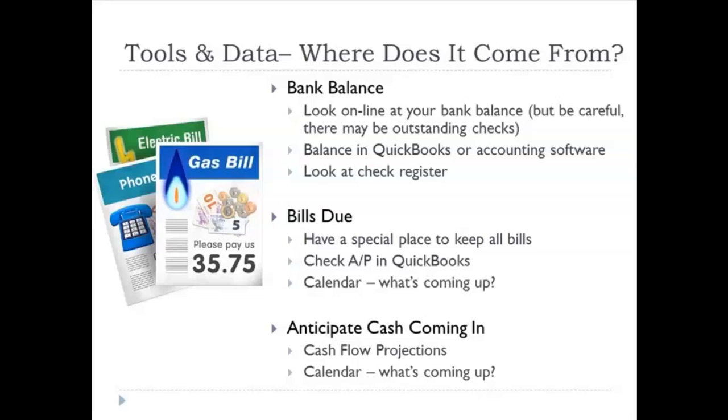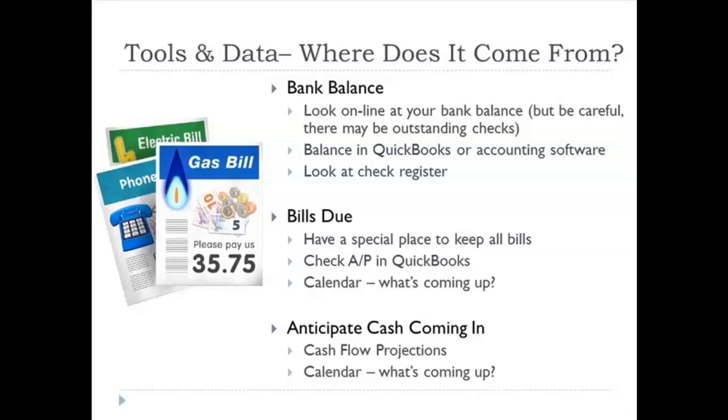And also looking at your calendar. At the end of the month, you may know, even if you don't have a bill, that your rent is due, that your loan payments are due, that payroll is coming up. So you may have expenses coming up that you know about that you don't actually have a bill for. So you want to take all these expenses that you have coming up and detail them out and add them up. The third thing you need to do is anticipate your cash coming in.